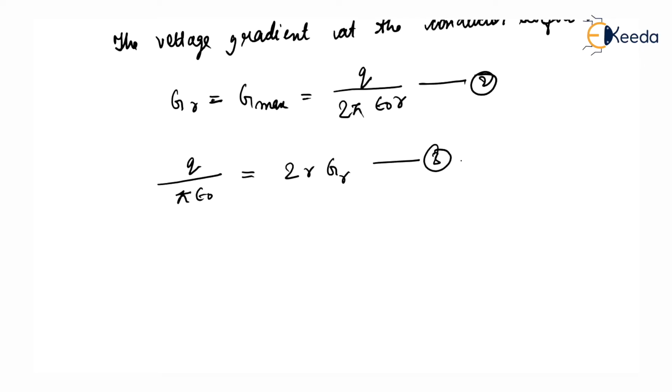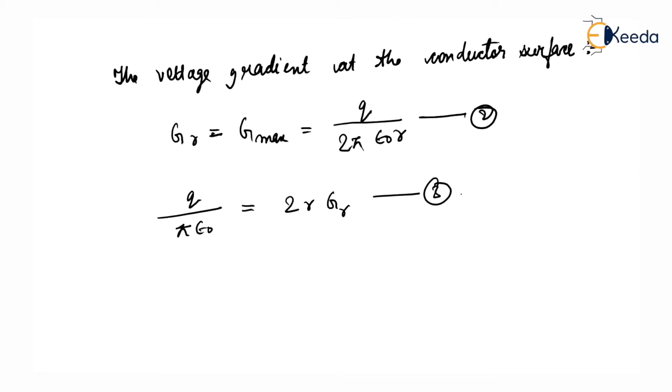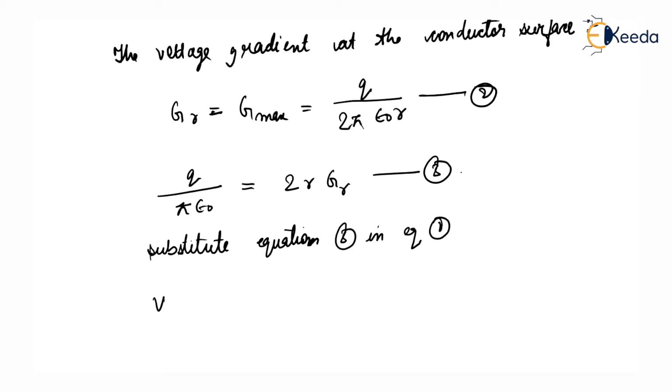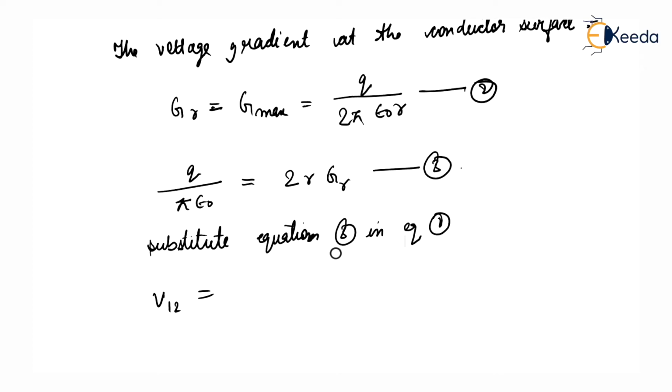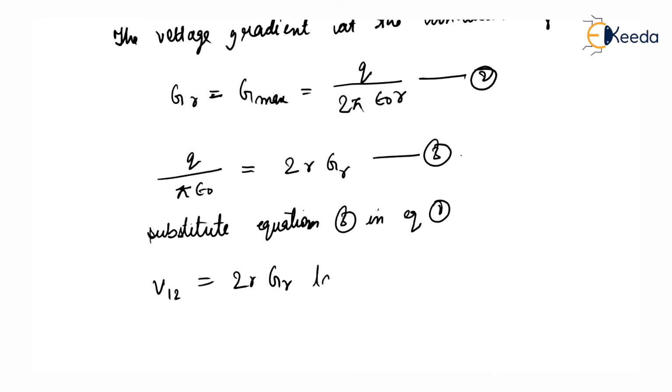Now substitute equation 3 in equation number 1. V12 is equal to 2r into g_r ln d by r. Suppose this is equation number 4.